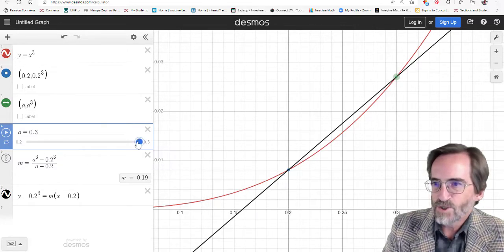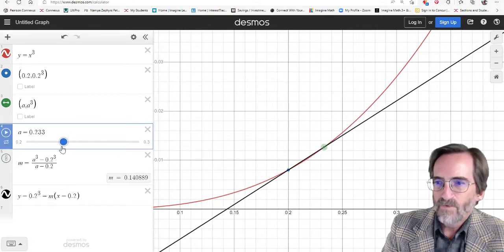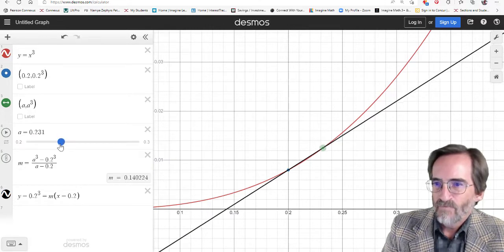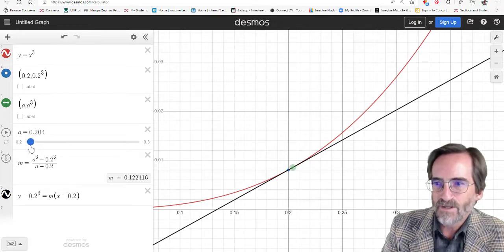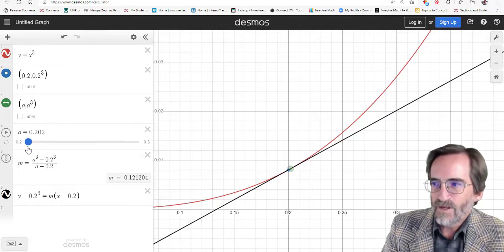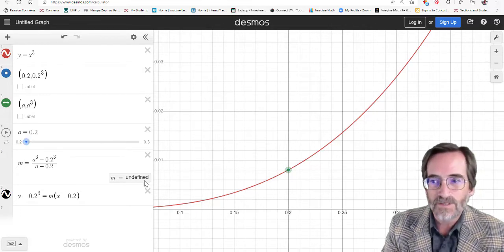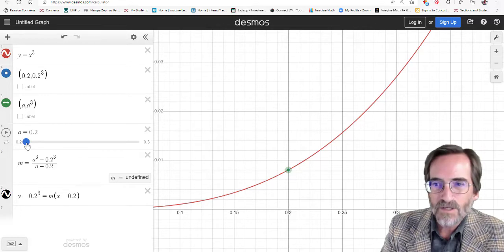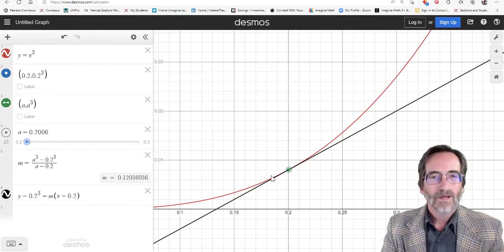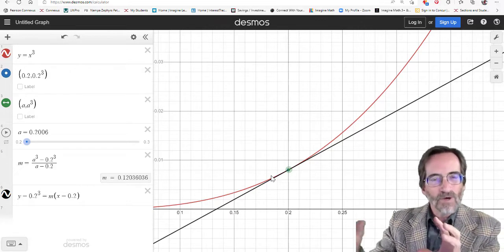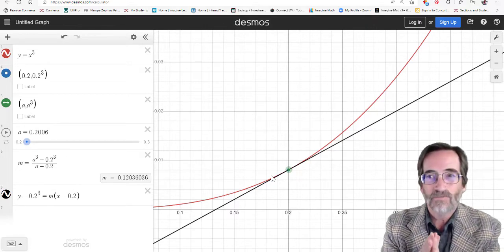Okay, so now we've got a situation where I can grab those values of a and I can vary them. I can shrink them down, and let a get smaller and smaller, and you can see my slope values are changing. So as I get smaller and smaller, I get closer and closer to the slope of that tangent line, 0.12. And if I get right on top of it, if I get down to 0.2, I get no line at all because we have just created an undefined slope. But if I let it be just a little bit bigger, like 0.2006, I get a slope. So here's the concept. We're going to take this second point and move it closer and closer to the x value that we're interested in.